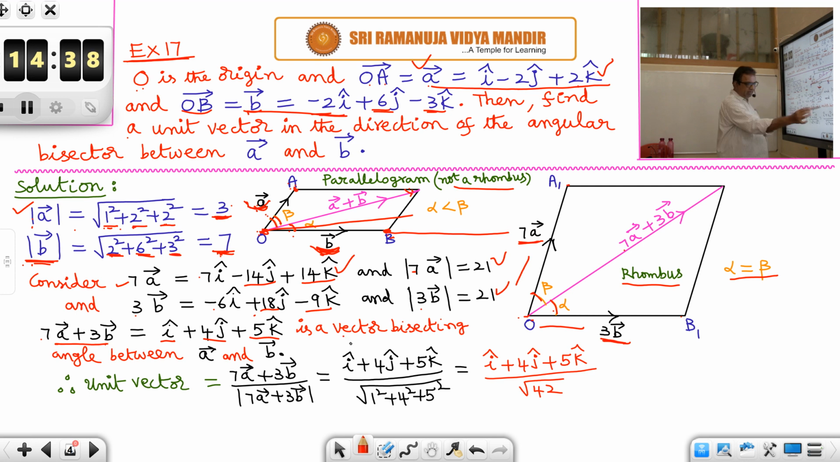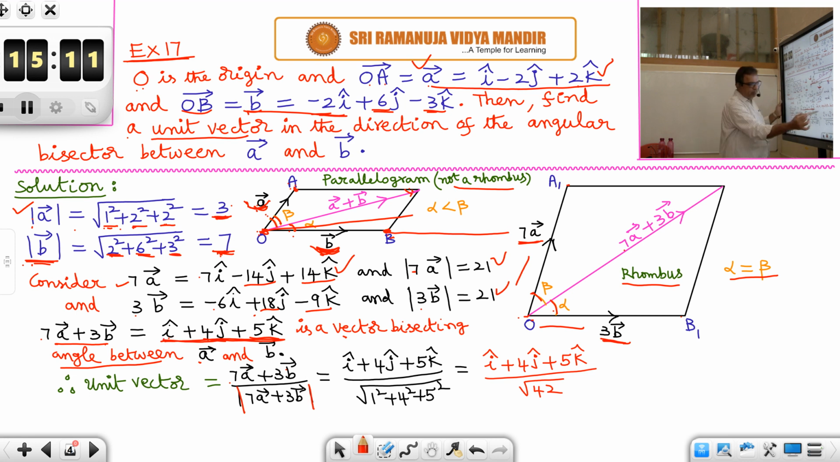It is a vector bisecting the angle between A bar and B bar. Okay, the direction is fine. We want a vector along the angular bisector between A bar and B bar only. But he wants a unit vector. So for a unit vector, first we have to find its magnitude. How to make a vector a unit vector? Just by dividing by its magnitude. So 7A bar plus 3B bar we should divide by the magnitude of 7A bar plus 3B bar.